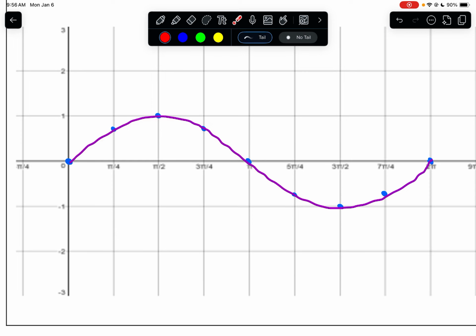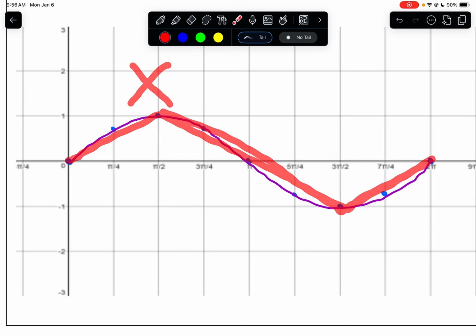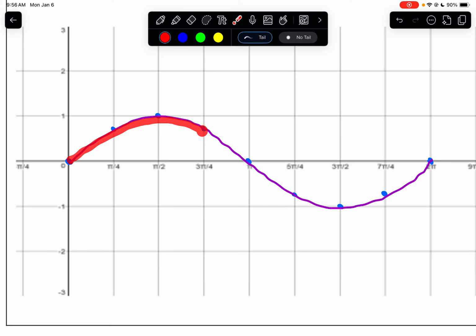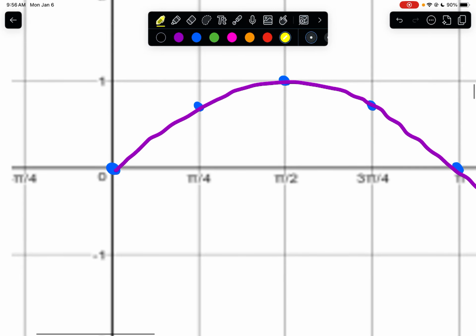If you were to draw these kind of linear and then give them corners and make it kind of jagged, we would count that wrong. It has to be a very smooth curve as it goes throughout your graph. So just keep that in mind when you're drawing. It has to be a smooth curve once again.